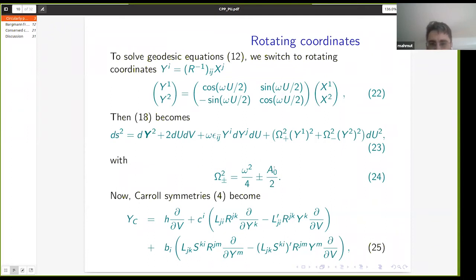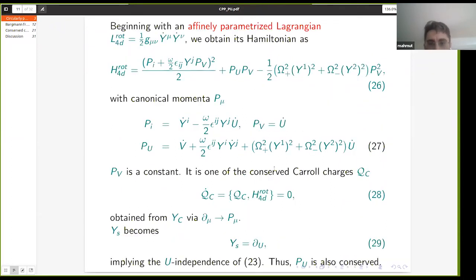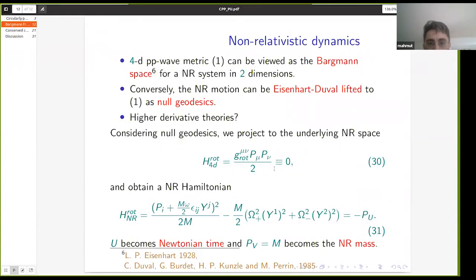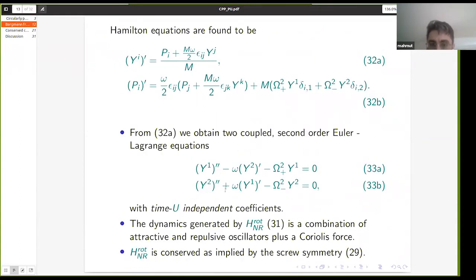And then you have these equations of motion for the y's. Okay, is it okay now, Eda? Do we agree on this? Yes, thank you.